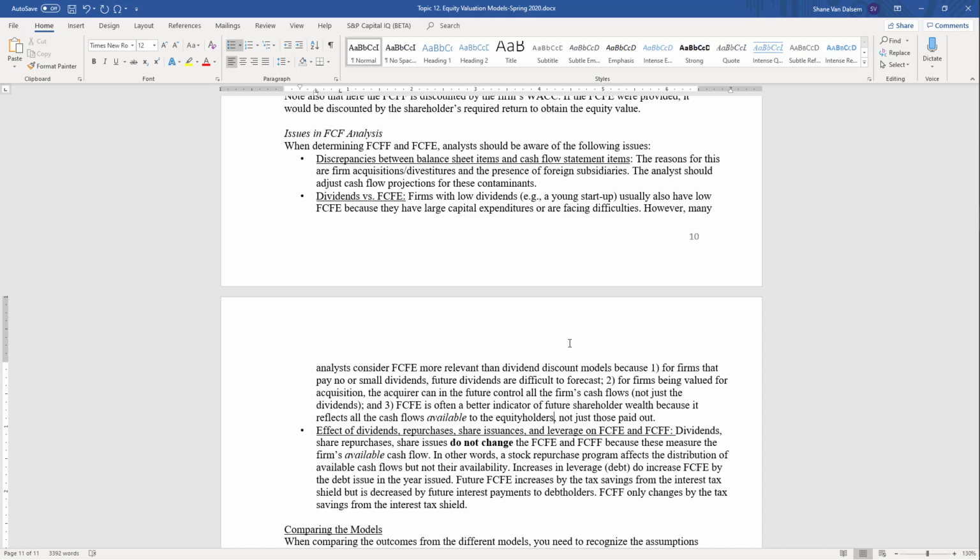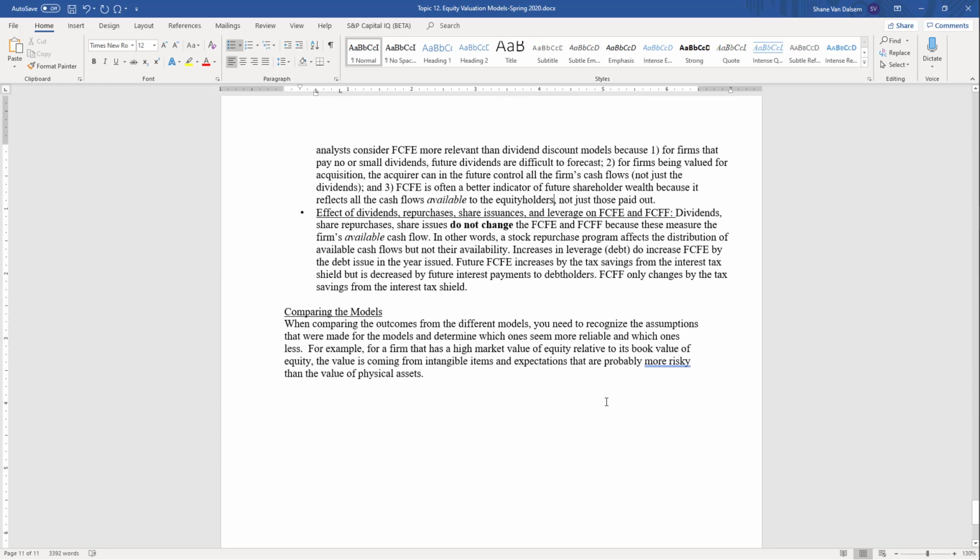However, when a company takes on debt and they start paying out interest, that interest is also deducted from the cash available to pay out to equity holders. And that's the future interest payments paid to debt holders here. FCFF only changes by the tax savings from the interest tax shield.